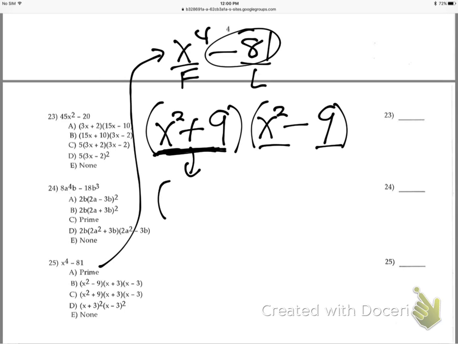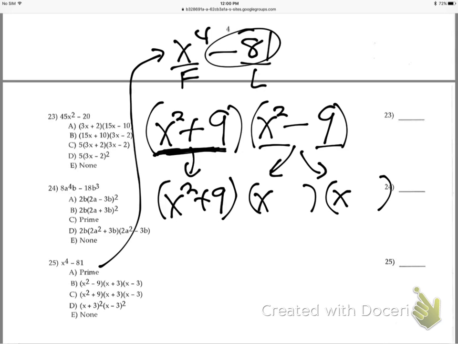Nothing. I hope you know. Plus in the middle does nothing. But the minus, this one's going to break into 2 again. X is in the front, 3 is in the back. 1 plus, 1 minus. There's our answer. That makes sense. What number is that? Is it C? Yes, sir. C.